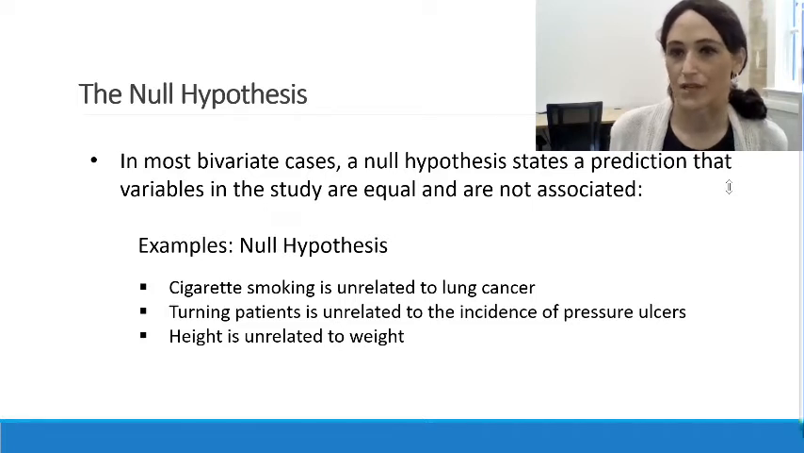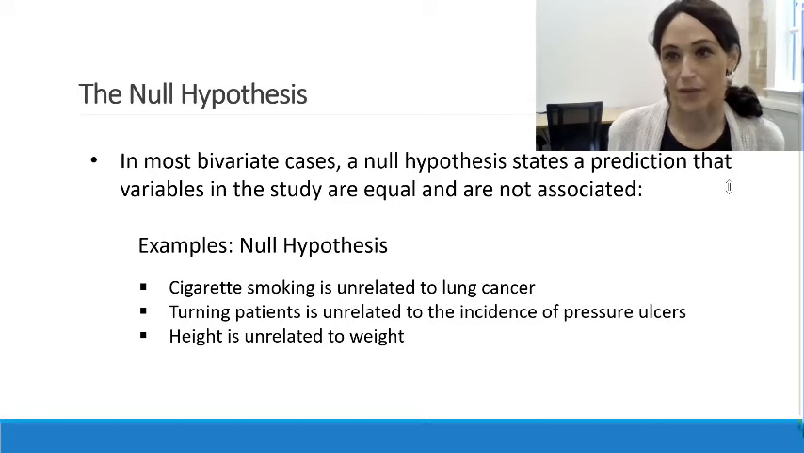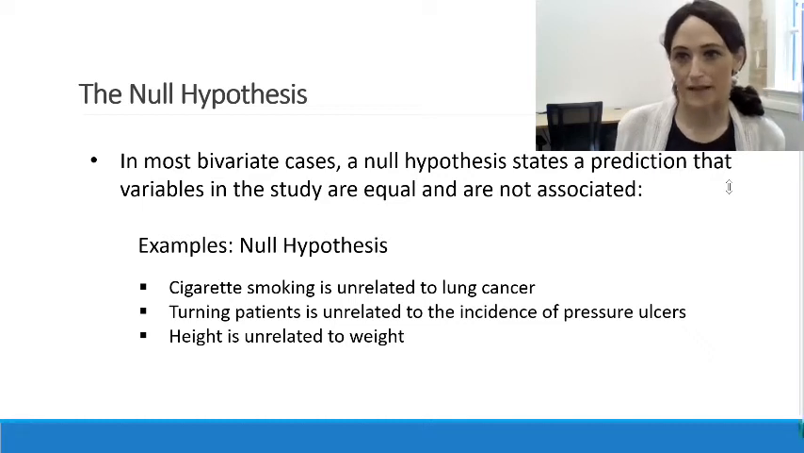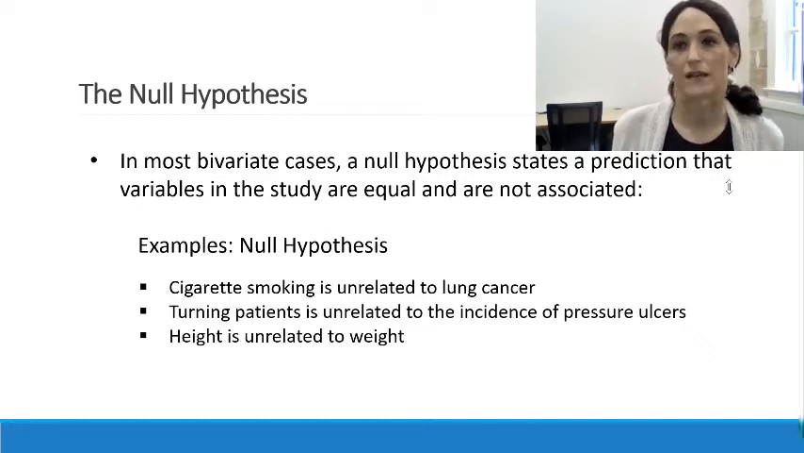Examples of a null hypothesis would be that cigarette smoking is unrelated to lung cancer, or turning patients is unrelated to the incidence of pressure ulcers, or height is unrelated to weight, okay? It's the exact opposite of what we might anticipate as a reasonable research question or a reasonable relationship that we might expect to see. So why do we do it backwards?